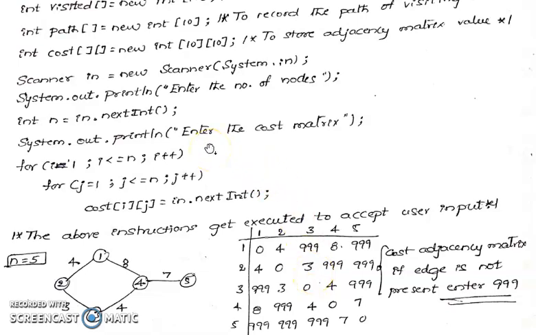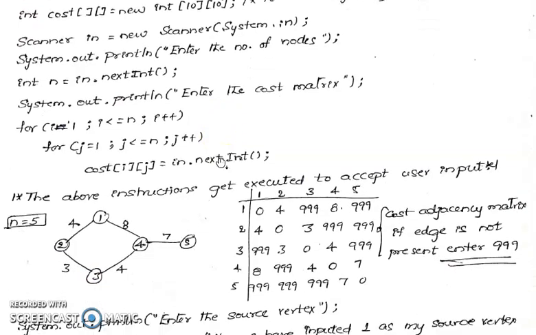and give it as an input. Once after reading the input graph, what is our next input? Our Dijkstra's algorithm accepts two inputs. One is the cost adjacency matrix. The second one is the source vertex. What is the source vertex? That is there in the next statement.